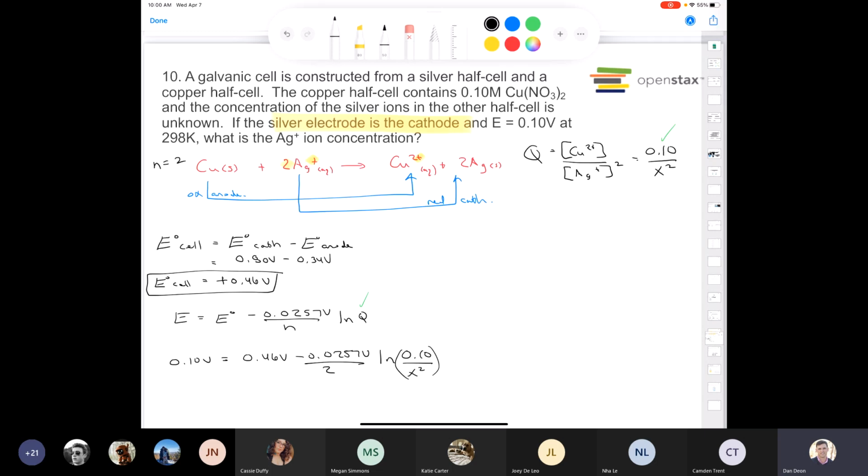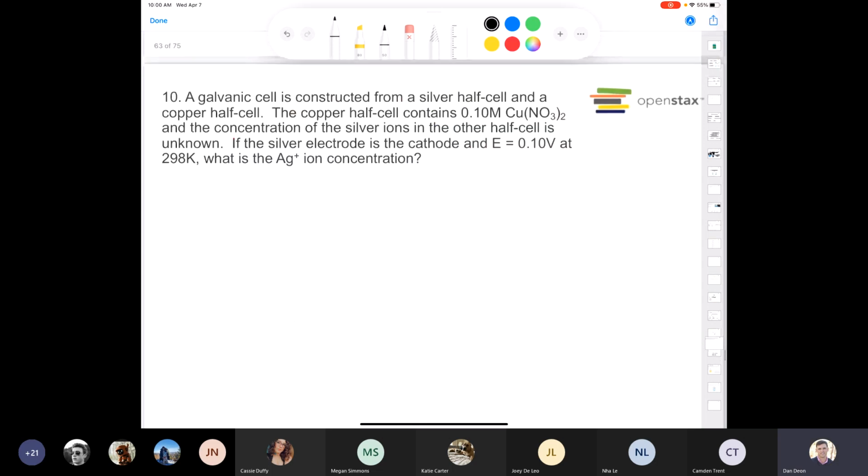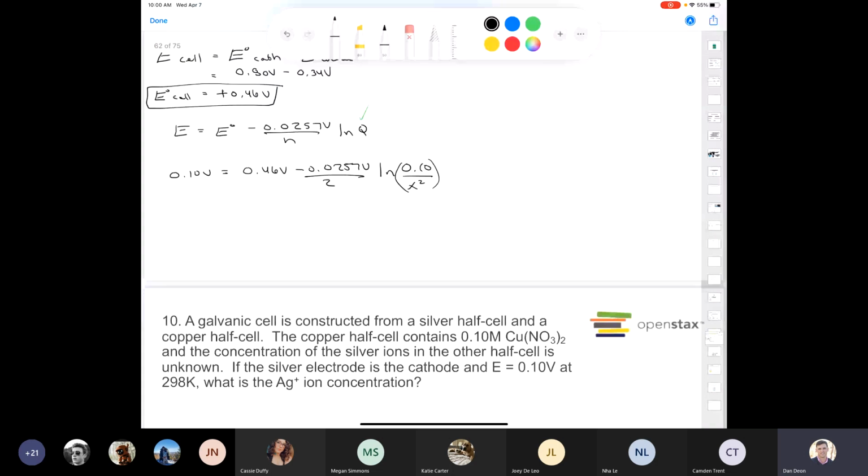So what do I do? So let's do it. Did I give myself more space? I did. Nice. So I'm going to get back to work over here. And why don't I simplify a little bit more here? And we'll say that 0.10 volts is equal to 0.46 volts, subtract 0.01285 volts. I know I'm carrying an extra sig fig here, whatever. It's the land of the free for now. Times the ln of 0.10 divided by x squared.